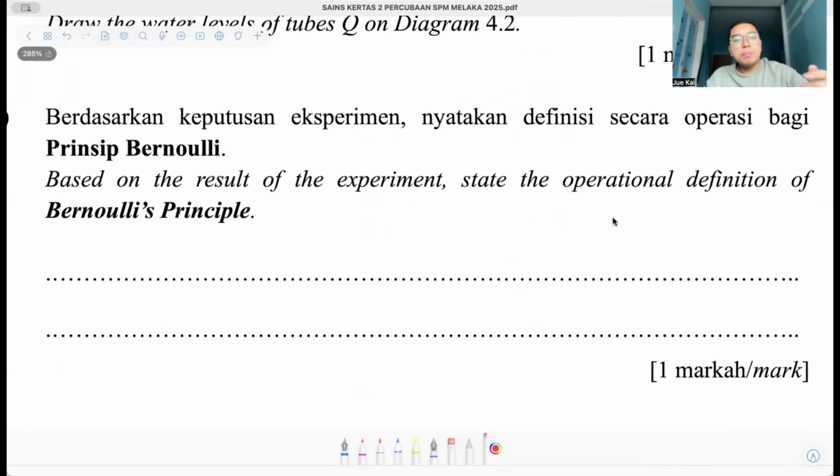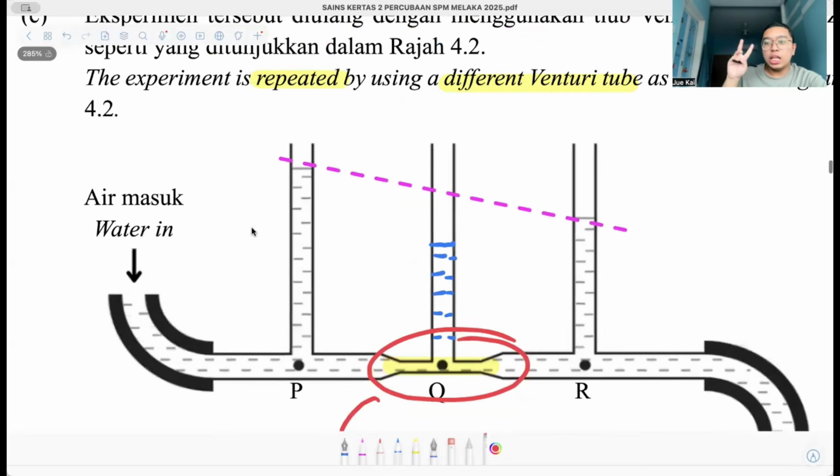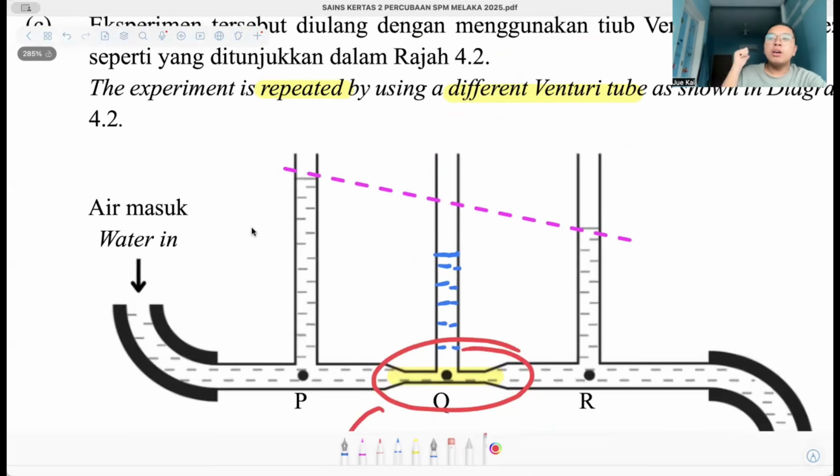Okay, based on the result of the experiment, state the operational definition of Bernoulli principle. In chapter 8, you learn about 2 types of principle. First one will be Pascal principle. Second one will be Bernoulli principle. So this one is under Bernoulli principle. For Pascal principle, later I send to you.